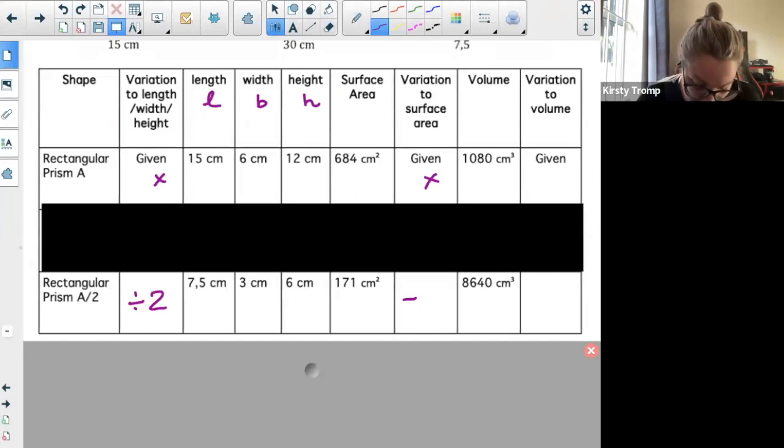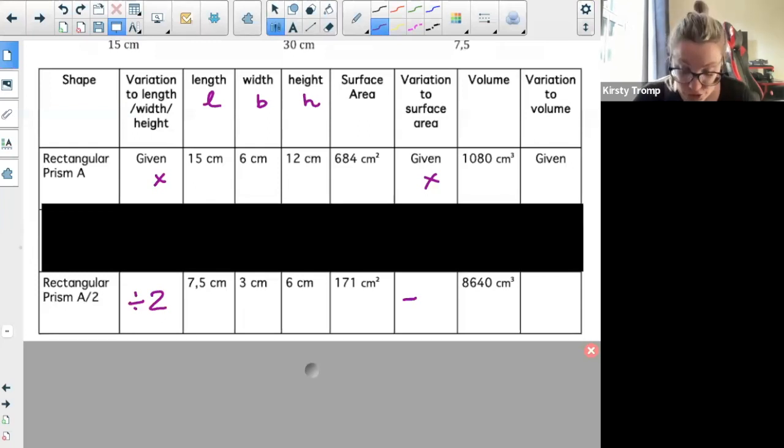All right, so 15 divided by 2 gives me 7.5. 6 divided by 2 gives me 3. 12 divided by 2 gives me 6. They went and did the calculations for volume for us, guys, so we're not going to go do it again.